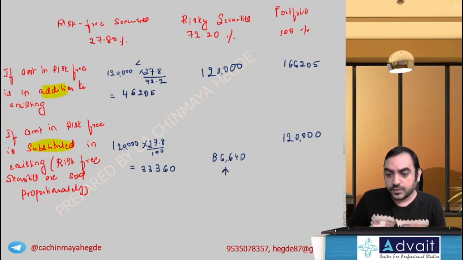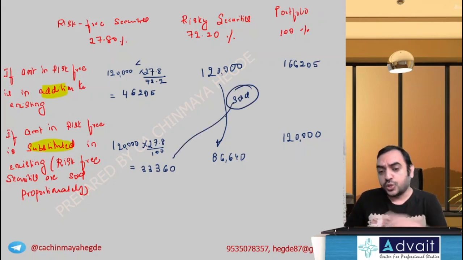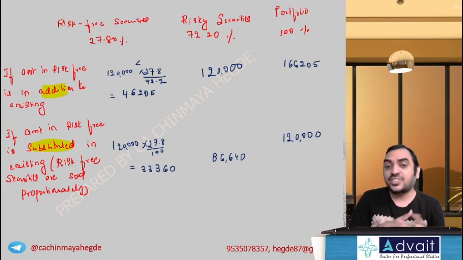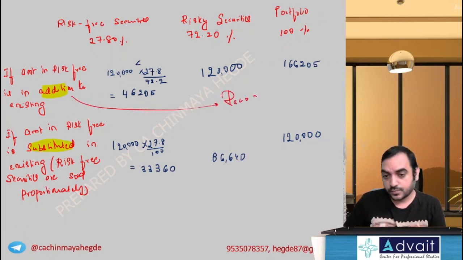And the existing is 1,20,000. It has to become 86,640. So the remaining should be sold, that is 33,360 should be sold and used for purchasing the amount in risk-free securities. Which stock to be sold? All stocks should be sold in a proportionate manner. Then only the weights will remain the same. That's why the second one is a very rare interpretation. Unless asked, we don't do it. So the first one is always recommended.